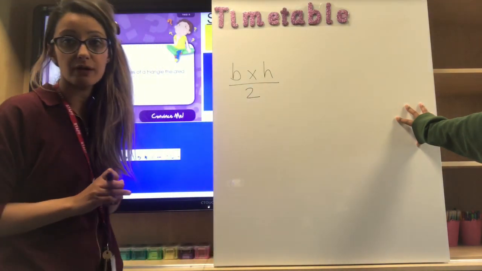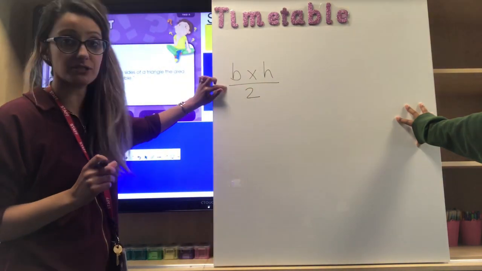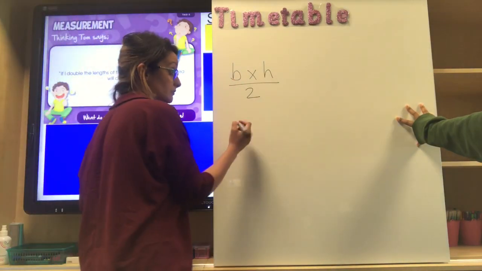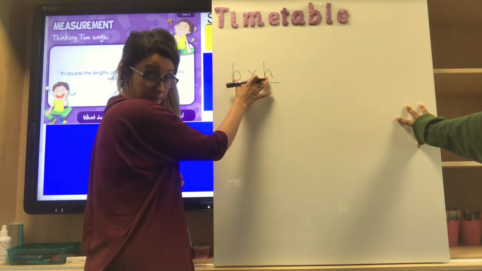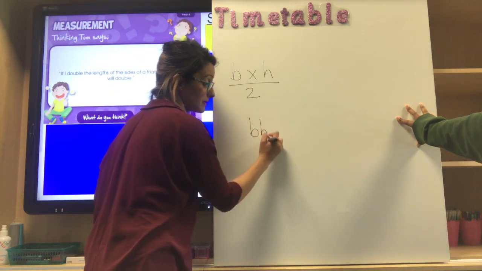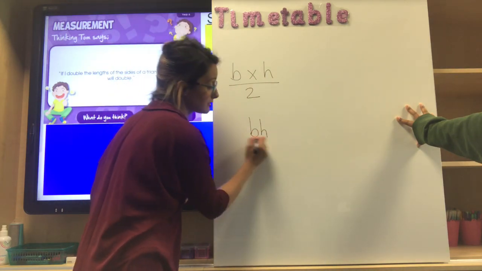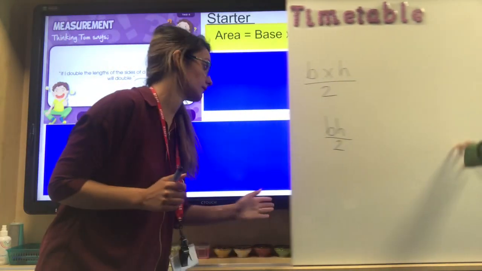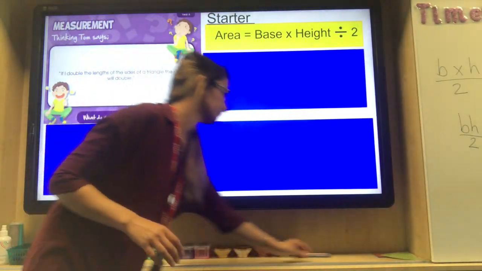So that's how you would write it in algebra, because you know that this fraction line means division. You could also write it as BH, because when you have 2 letters together, you multiply, divided by 2. So that's another way of writing the formula. Okay. Glad we got that sorted.